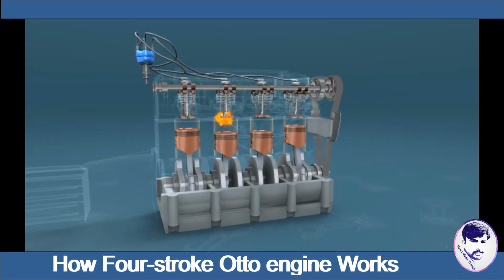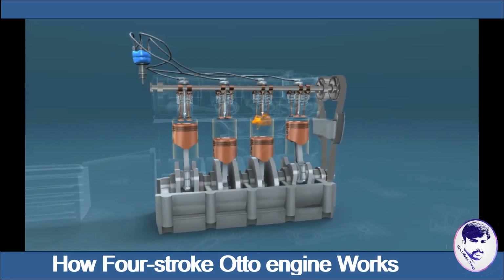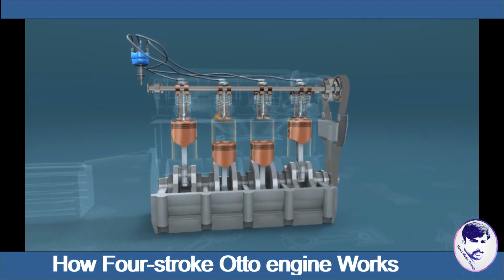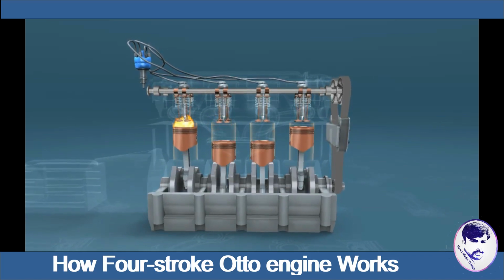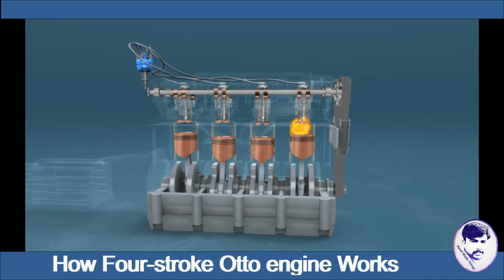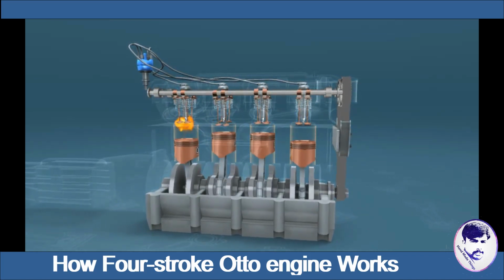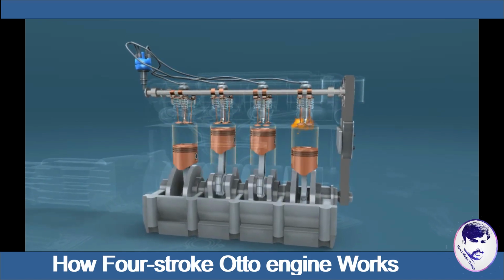As you can see, the linear motion of the piston is converted into the rotating motion of the crankshaft in the engine. The energy necessary to move the piston is provided by the combustion of fuel. The fuel used in the four-stroke Otto engine is petrol.